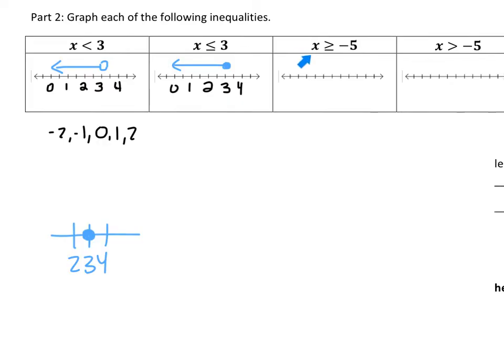Similarly, for x is greater than or equal to -5, I need to number my number line, ensuring that my numbers are going in the correct direction. Remember that as we move farther to the left, the numbers get more negative. So here I want to include the number -5, and I want all of the numbers that are greater than that as well.